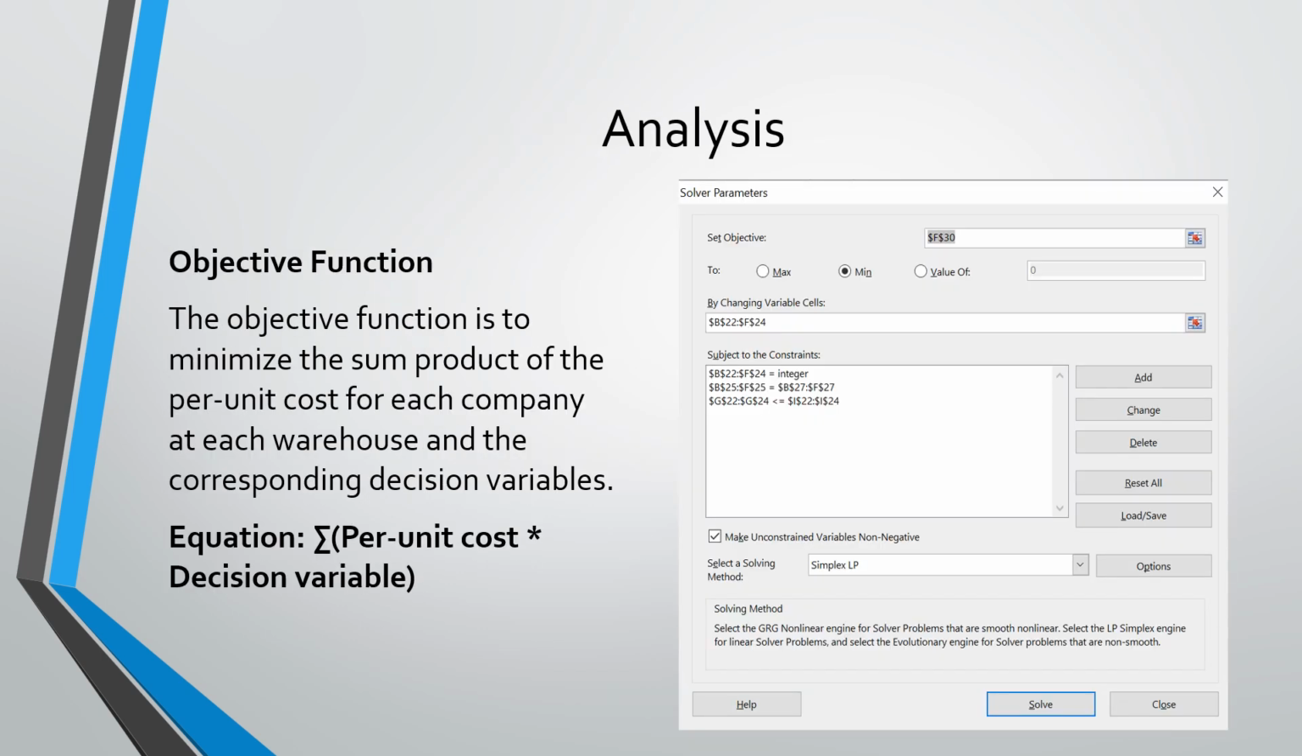In the analysis, the main objective function is to minimize the sum of the product of per-unit cost for each company at each warehouse and the corresponding decision variables. The equation is the sum of per-unit cost times decision variable.